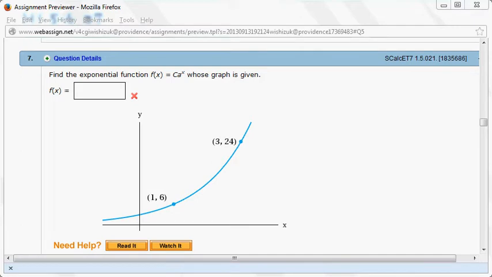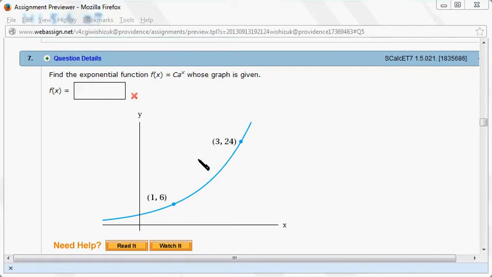Okay, let's look at homework 1.5, 1.6, problem number 7. So we have an exponential function of the form f of x equals c times a to the x. So a is the base, c is just a constant multiplier. Then we have this graph.